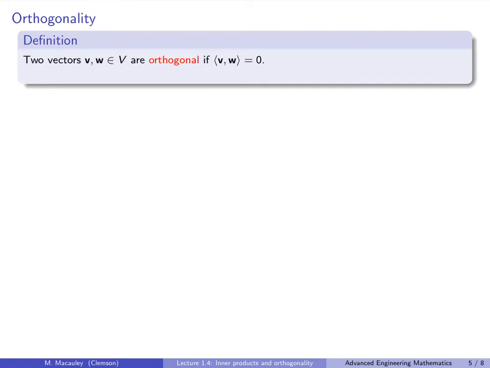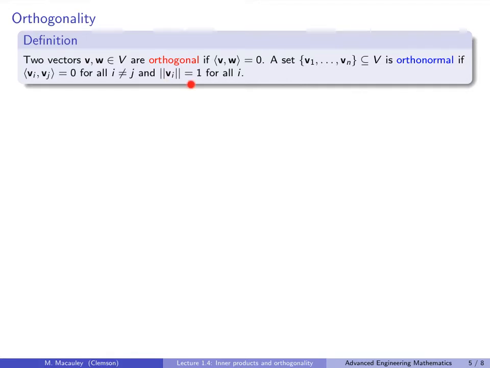Now we come to the concept of orthogonality. Two vectors, v and w, in our space are said to be orthogonal if their inner product is equal to 0. A set v1 up to vn of vectors is orthonormal if you take any two of them, take their inner product, and you get 0, so they're pairwise orthogonal, and all of them have unit length. So orthonormal, think of it as meaning orthogonal and they're all normal vectors.